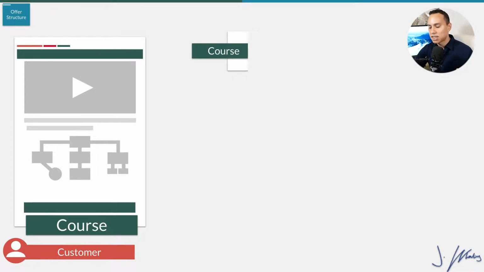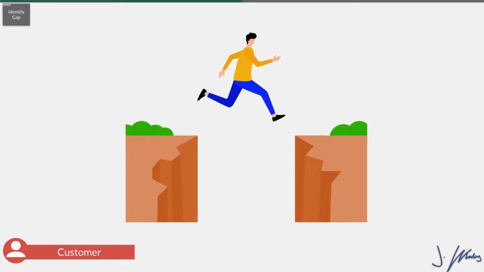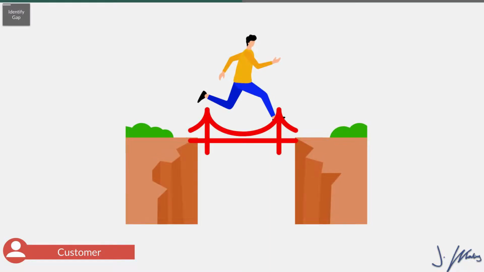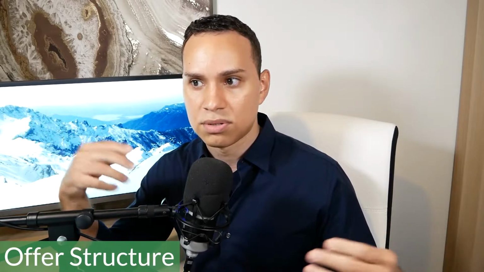You want it to be a 30 to 90 day workshop and choose one specific result to help people achieve. So think of it as your ideal customer or your ideal client has some sort of gap in their life. They're here and they want to get over here, and your course is the bridge between where they are and where they want to be. And a 30 to 90 day workshop is a lot easier to sell and a lot easier to communicate the benefits and results that someone can get versus just saying this is a basic introduction course to fill in the blank with whatever your niche or industry is.